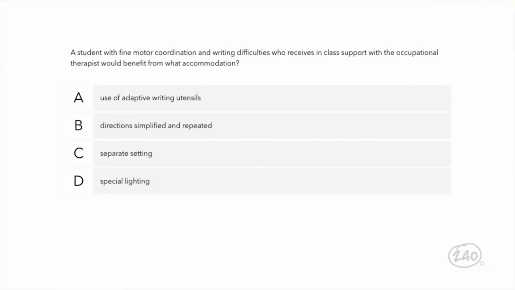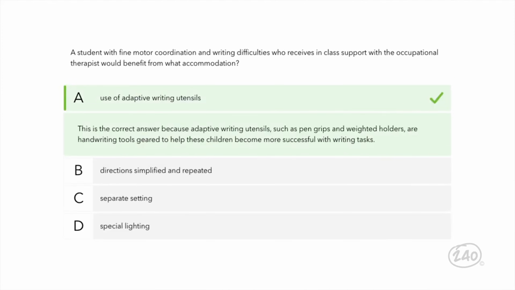Now, let's look at one about assistive technology. A student with fine motor coordination and writing difficulties who receives in-class support with the occupational therapist would benefit from what accommodation? Okay, let's think about our formula. The student needs fine motor support to help them write. The only choice that directly aligns with the need and the task is the use of adaptive writing utensils. While the other choices might seem appealing, they require too much of a leap based on what we know from the question stem.